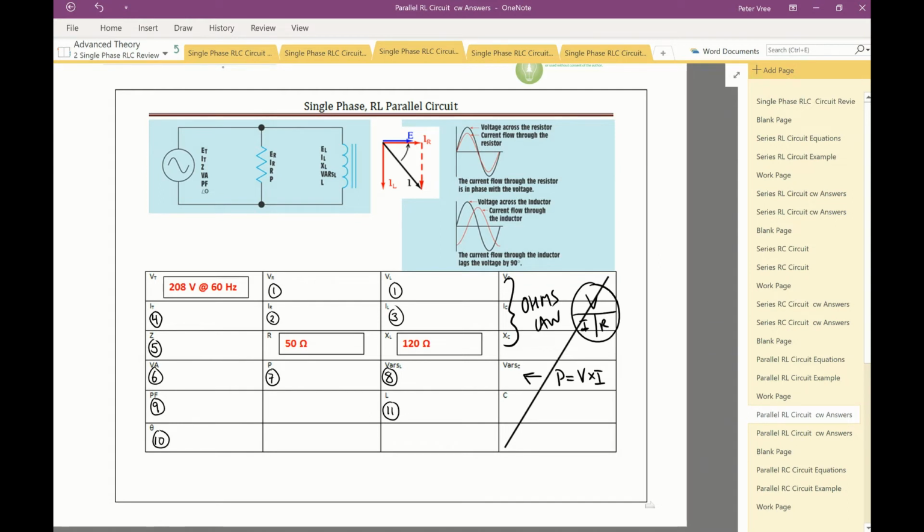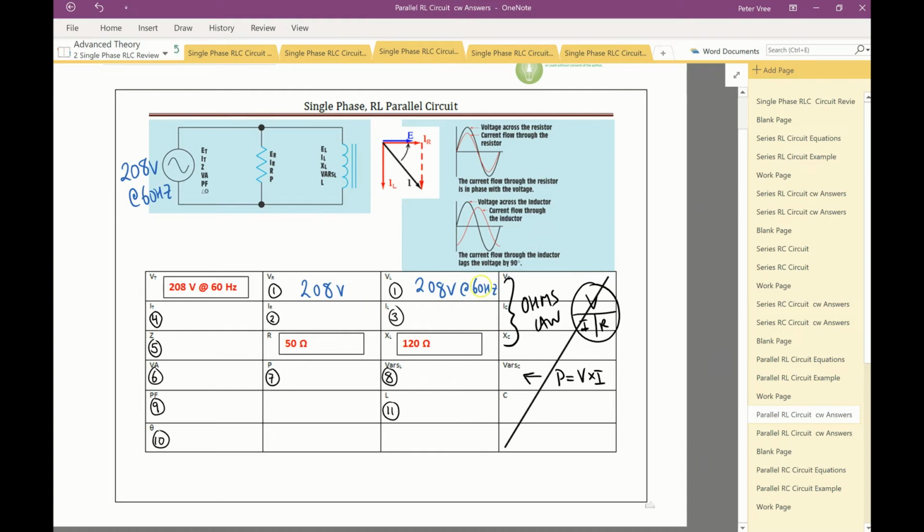Okay, let's try this one. Now we have a parallel circuit. This guy has 208 volts at 60 hertz for the source voltage. And we can see that that voltage goes right across to the resistor and to the coil. So first step is that we can bring that voltage right across. And remember that nothing changes with frequency there. So they're all at 60 hertz. Sweet. So now we have our voltage.